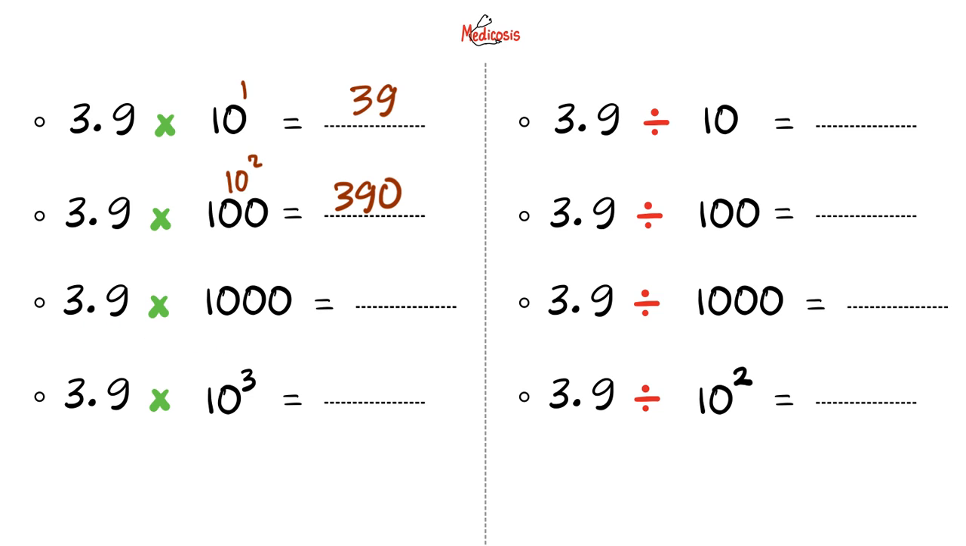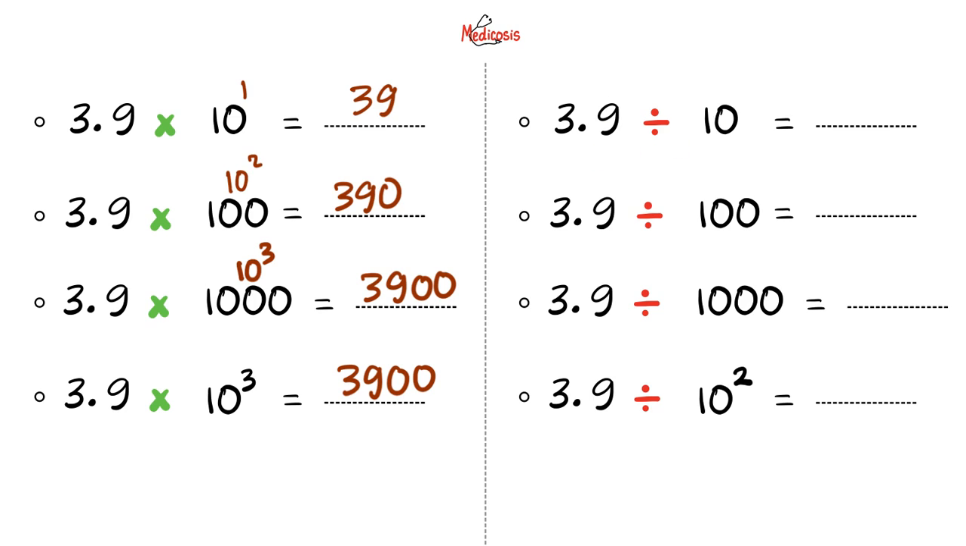How about 3.9 times 1,000? 1,000 is 10 power 3. So I'm going to shift the decimal point 3 times to the right, and it's going to look like this. And this is the same as this, so the answer is the same. Shift the decimal point to the right 3 times. So here's 1, 2, and 3.